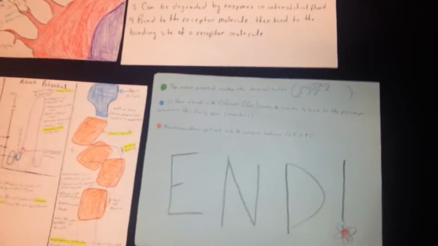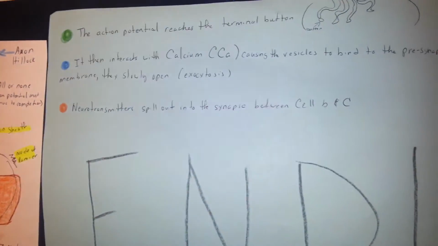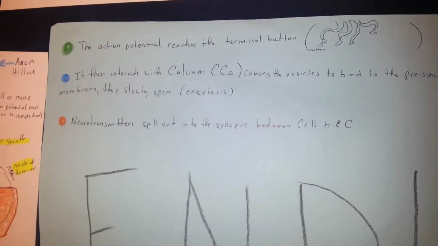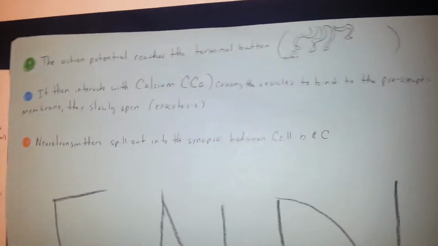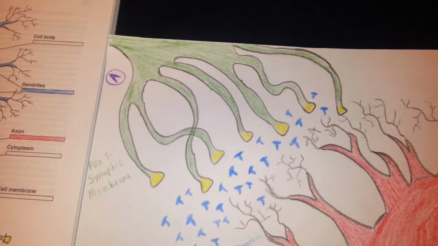So now we're coming to our conclusion of the story. And I've made it simple into 3 bullet points. And here's how the story concludes. The action potential reaches the terminal button, which is the green things right here and right there, just in case you forgot.